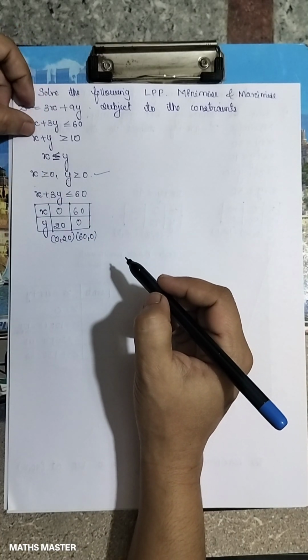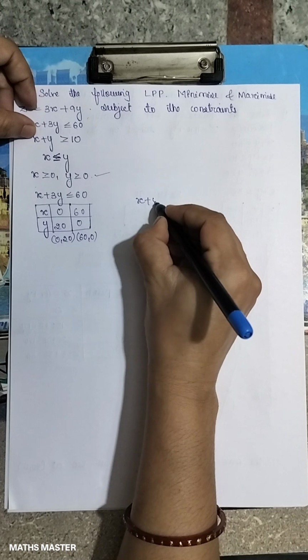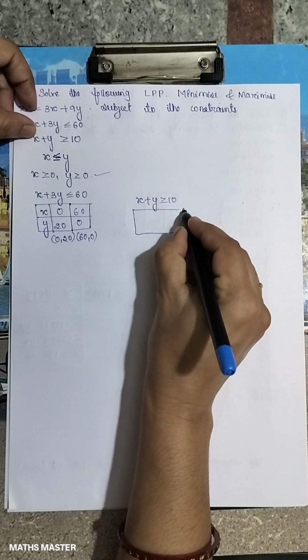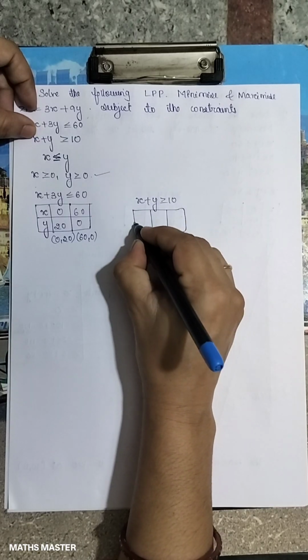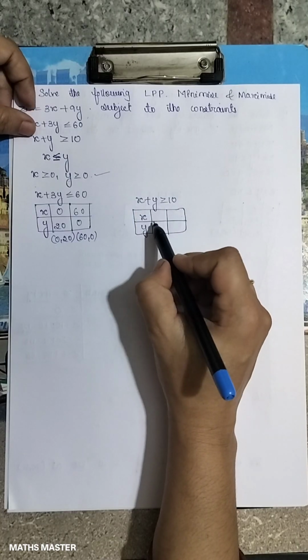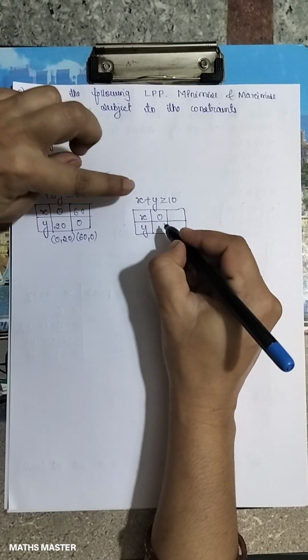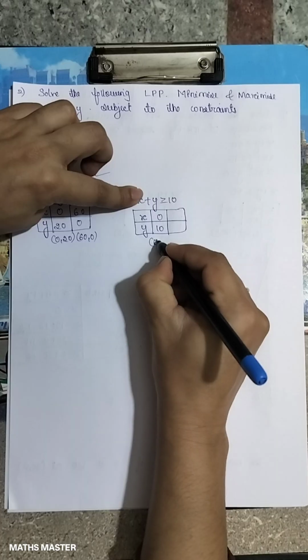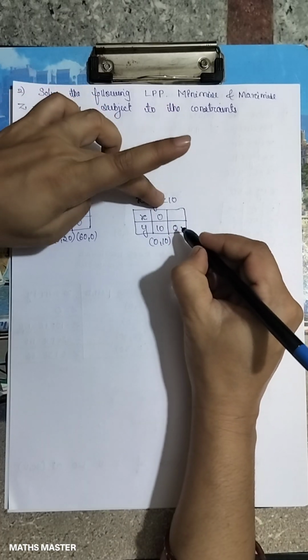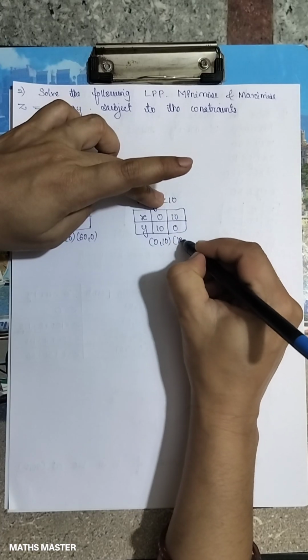Next constraint is x plus y greater than or equal to 10. So let us consider the table, x, y. If x is equal to 0, y will be 10. We have got a point. Immediately you should write the point down. Next, if y is equal to 0, x is 10, which is 10 comma 0.